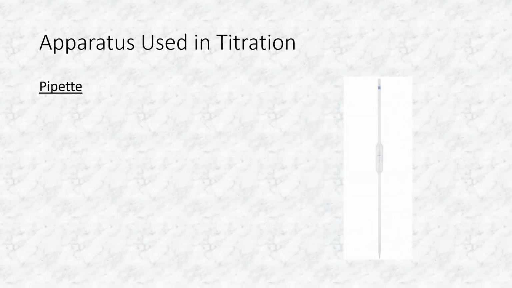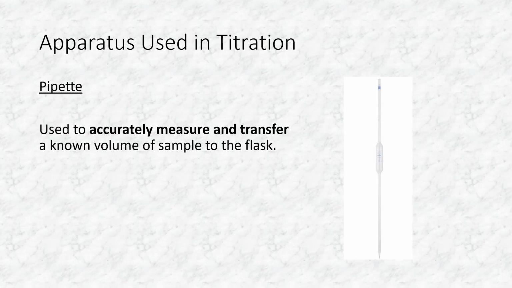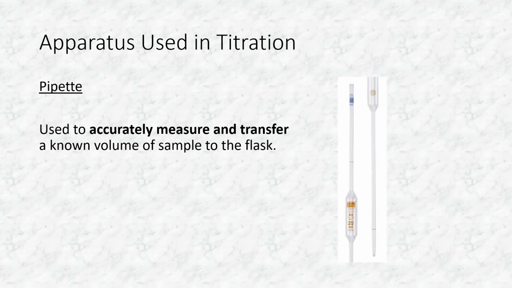The next piece of apparatus that you use is the pipette, and the pipette you will use to accurately measure and transfer the aliquot out of the volumetric flask and into the conical flask that you use for the titration. If we look a little closer at what a pipette is like, it's a long glass tube that has a pointed tip at one end, usually has a bulb partway up the tube, and the other end of the tube doesn't come to a point at all. It's a smoothed off glass tube.